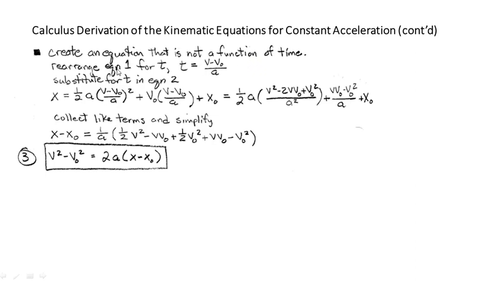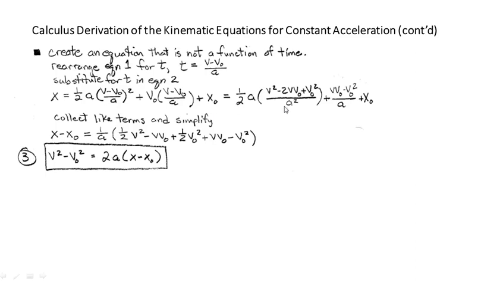So if we take equation 1 from 2 slides ago and rearrange it to solve for t, we get that time is equal to the velocity minus the velocity at time 0 divided by a. If we take this expression for t and substitute it into equation 2, which we derived on the previous slide, that yields 1/2 a times (v minus v sub naught divided by a) quantity squared, plus v sub naught times (v minus v sub naught divided by a), plus x naught.